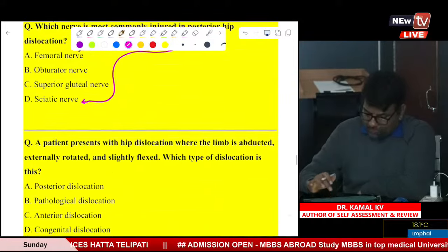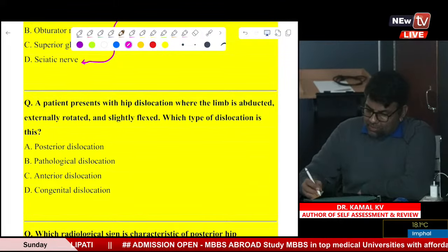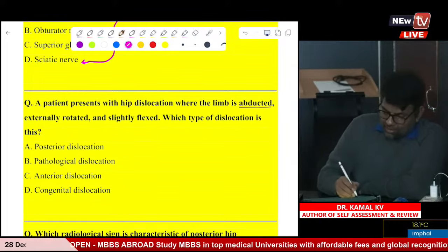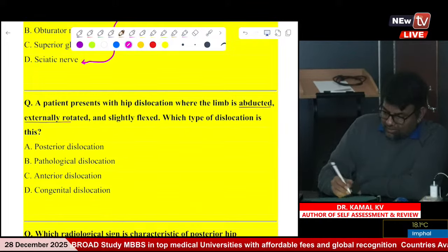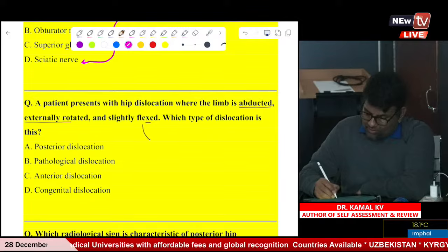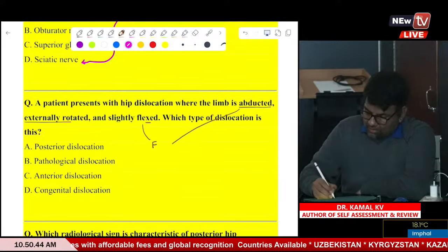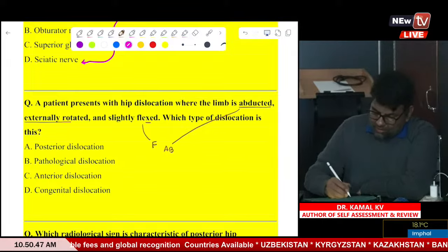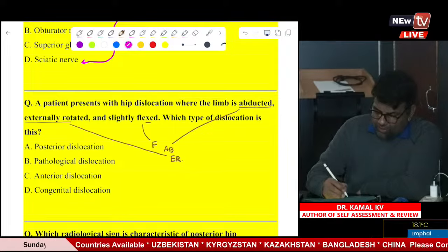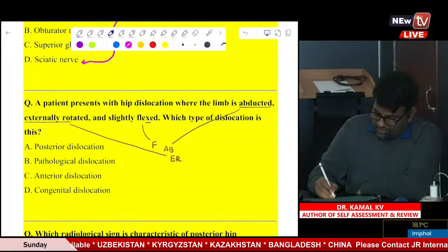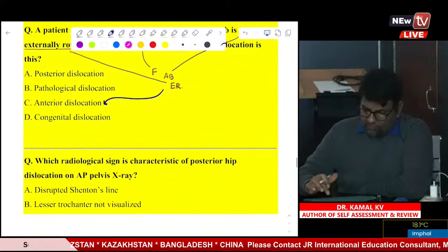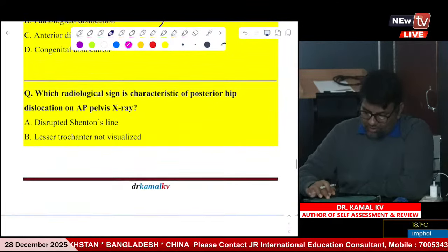Anterior, right? A patient presents with hip dislocation where the limb is abducted, externally rotated, and slightly flexed. What is this? Very good. So this is F, AB, and this is, yes, so this is FABER, and we know that FABER defines anterior dislocation. So very easy if you know the basic concepts. You will never be wrong.